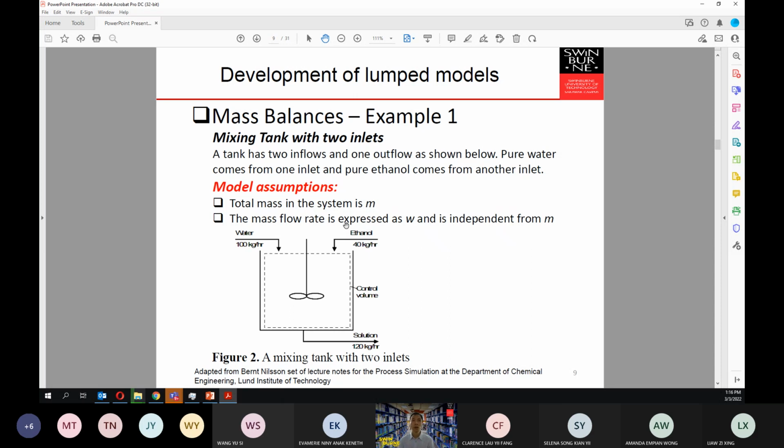Okay. Now, this is the first example. A tank has two inflows and one outflow as follows. So, pure water comes from one inlet and pure ethanol comes from another inlet. The total mass in the system is M. The mass flow rate is expressed as W and is independent from M. Okay, first we draw the boundary of the system. So this is what we call the control volume. Okay, and if we put in these values, we just follow this one is 100, this is 40, and then this is 120 kilogram per hour.